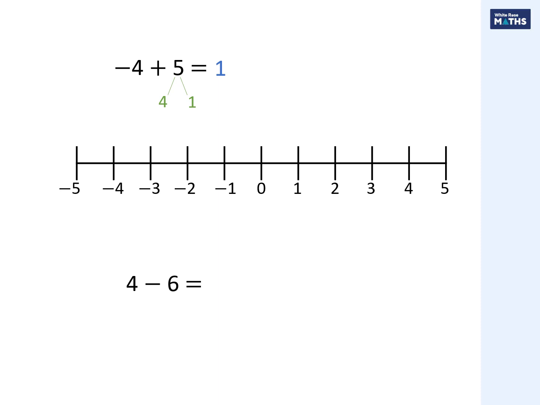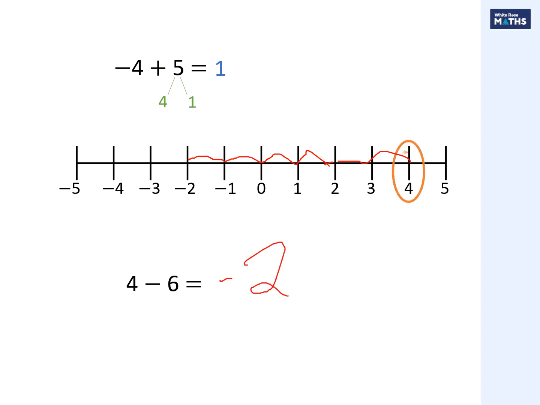So we start at 4 and we subtract 6. So 1, 2, sorry guys, apologies, sorry about that. 3, 4. Oops, I've made a mistake here. I do apologize. But hopefully you can see that the answer will be -2. So 1, 2, 3, 4, 5, 6 jumps. Okay, that'll be -2.